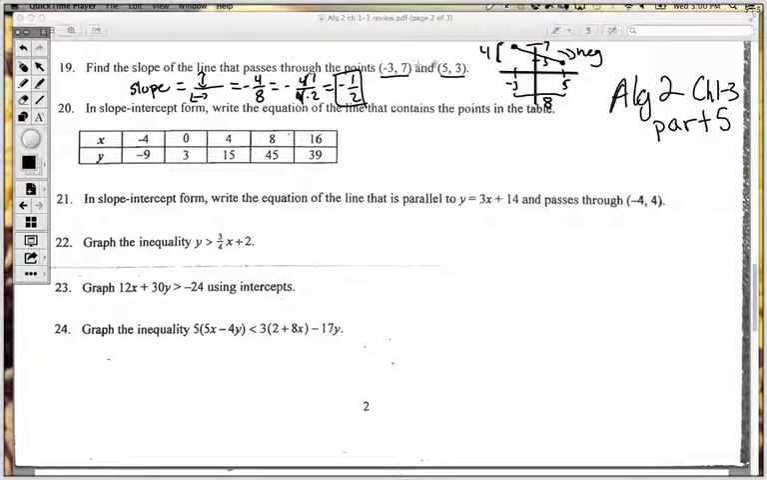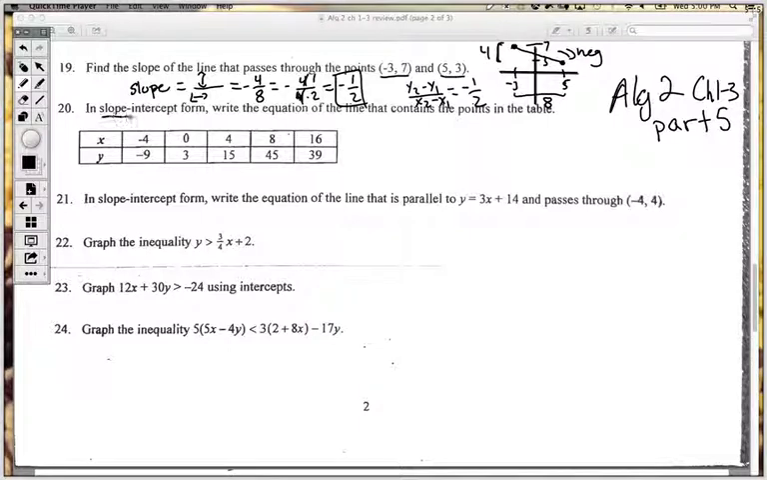Of course, you could use the slope formula, y2 minus y1 over x2 minus x1. But guess what? You get the same thing, -1/2. I like to look at the visual. That confirms for me that I really know what I'm doing.